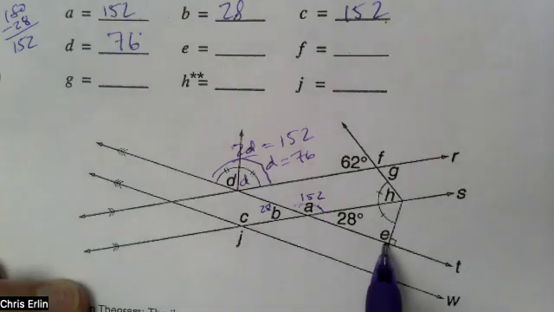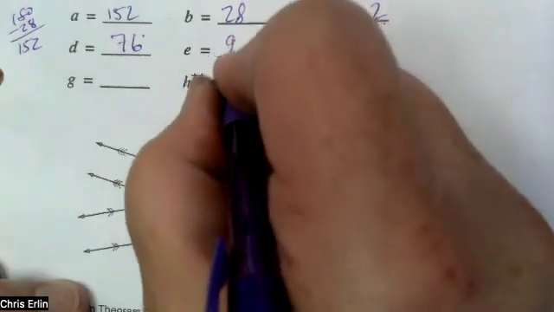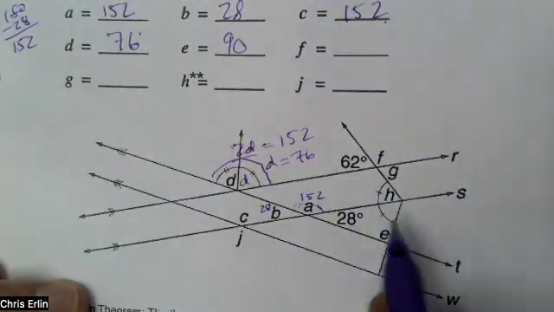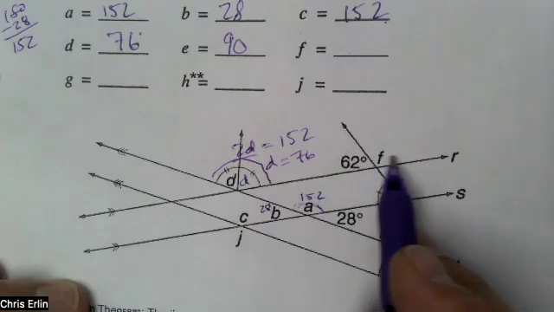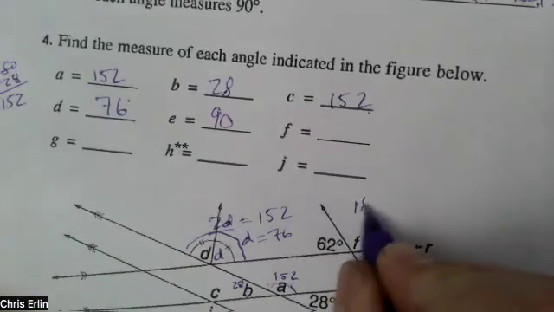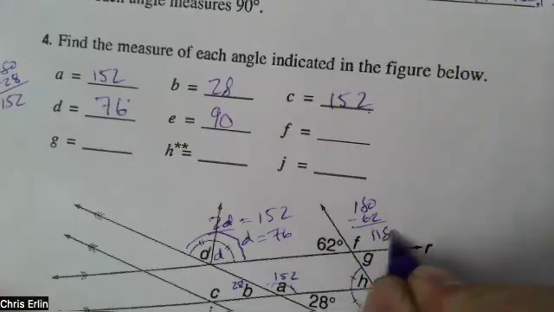E. What do I see with E and other angles around it? Excellent. It's a linear pair with this symbol. This symbol means 90 degrees, a right angle. So if it's a linear pair, they add up to 180. 180 minus 90 is 90. E is also a right angle. F. What do you see around F? Linear pair. That means F would be 180 minus 62, which is equal to 118.